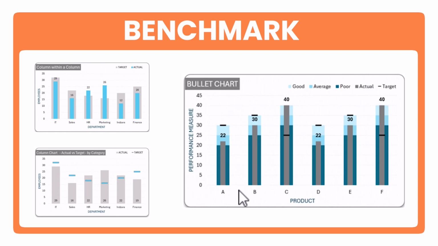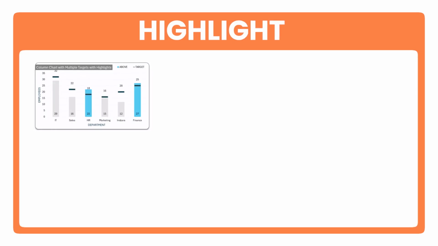For example, where is my good performance range? Where is my average performance range? So I can see where my actual and the targets are compared to this context, which is good, average, poor performance. So this is a very common chart once again, but it's a form of column chart too, the bullet chart. Now let's move on to the third type of use case, which is highlights.